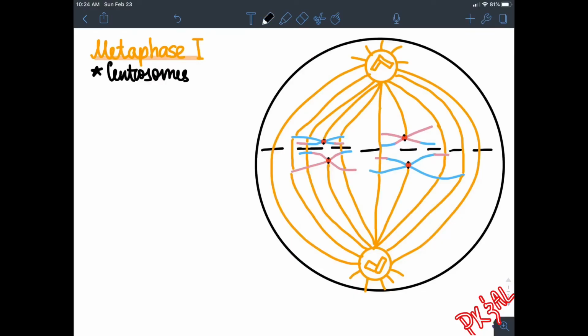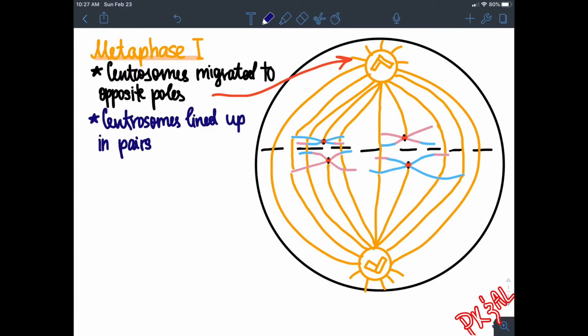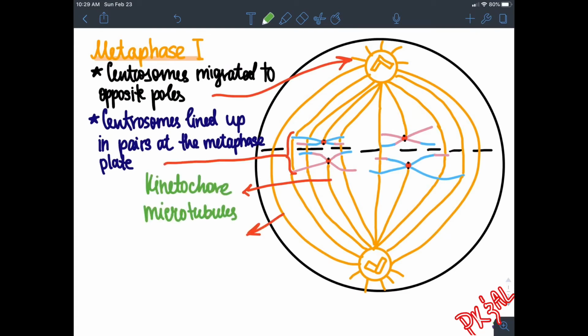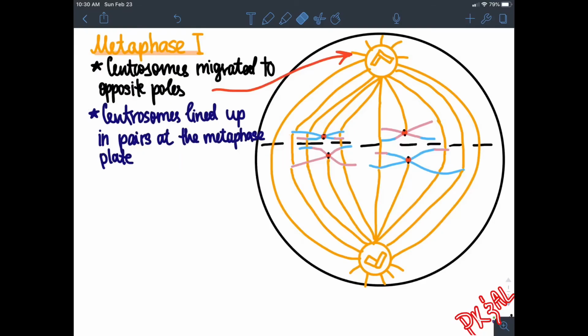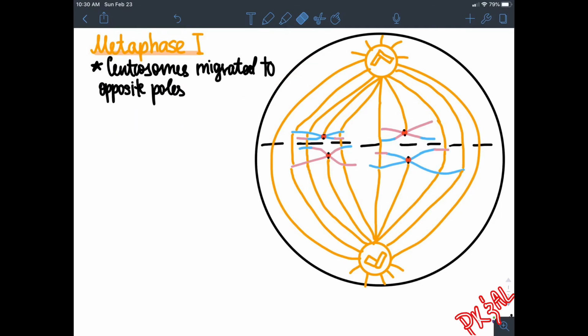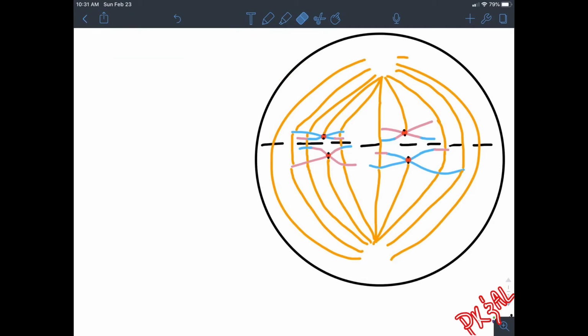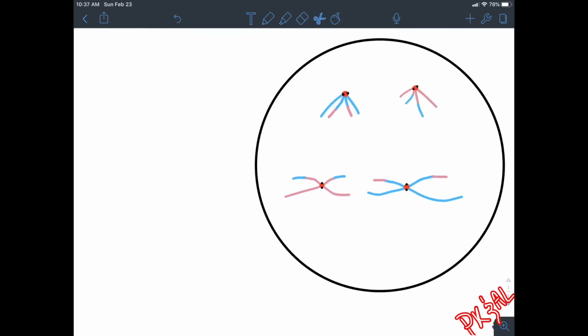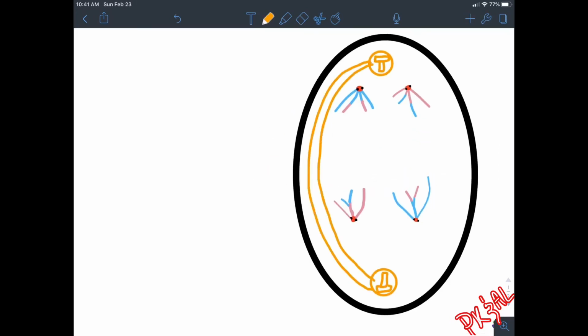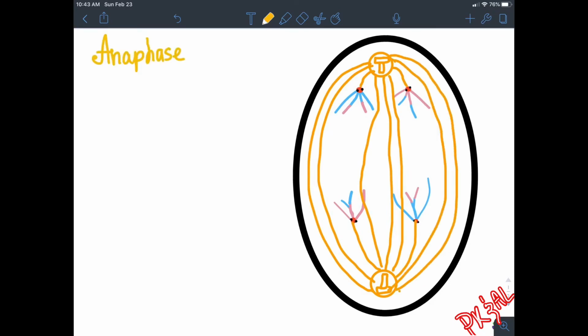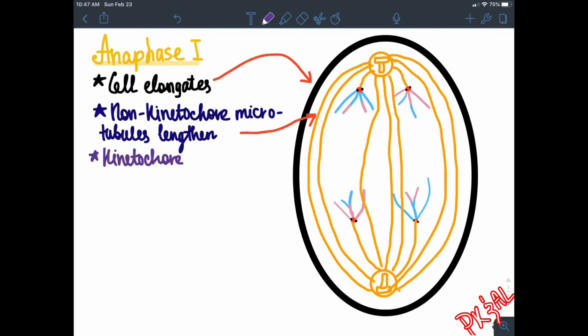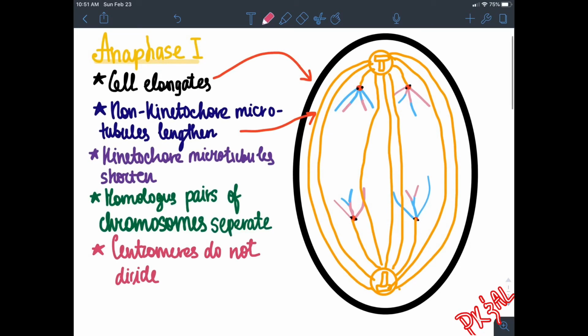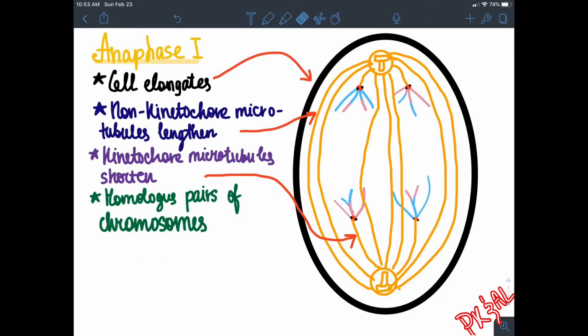In metaphase 1, the centrosomes migrate to opposite poles. Chromosomes are lined up in pairs at the metaphase plate. 2 red arrows at the bottom identify the kinetochore microtubules and the non-kinetochore microtubules. In anaphase 1, the cell elongates and the non-kinetochore microtubules lengthen. The kinetochore microtubules shorten and homologous pairs of chromosomes separate. However, the centromeres do not divide.